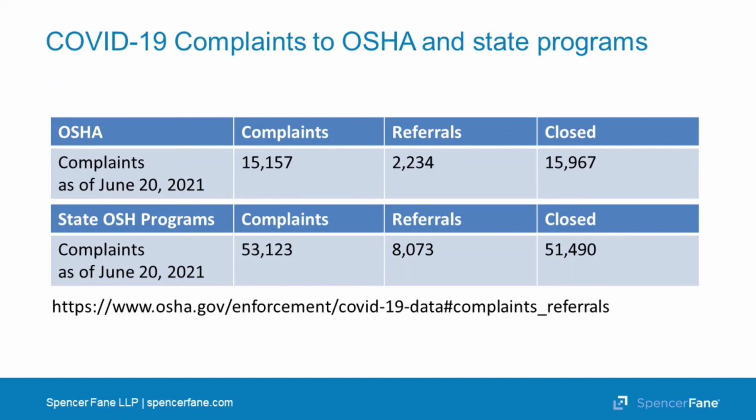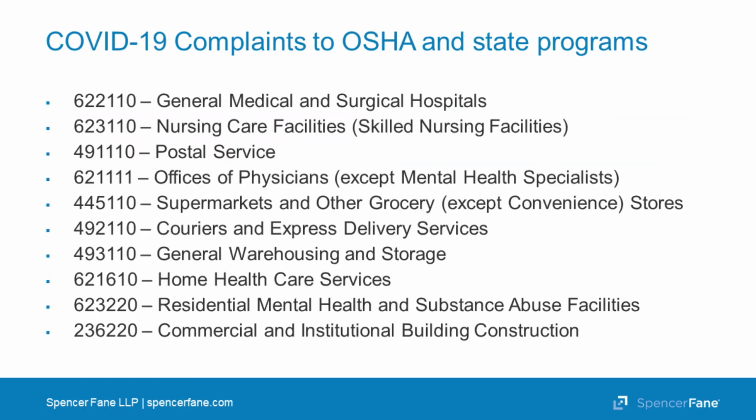A little bit about the number of complaints that have been received. A massive number of complaints nationwide, both between federal OSHA programs as well as state OSHA programs. You can see federal OSHA has received over 15,000 complaints and several thousand referrals. They've closed about 80% of those. State OSHA programs have received over 60,000 complaints, and they're at about the 80% mark of getting those closed out.